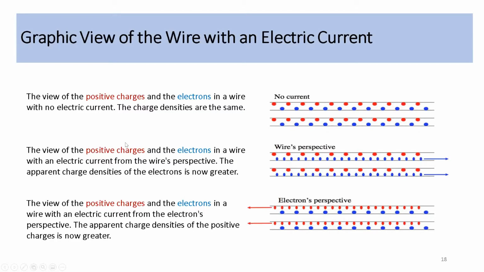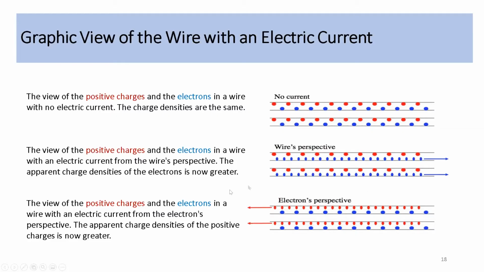When the electric current starts to flow through the wire, from the positive charges' perspective, the electrons in the wire look like their charge density has increased. This is a graphic view where I show that the electron density looks greater from the proton's view in the wire. And these are two wires we're using, so we have two currents flowing in the same direction.